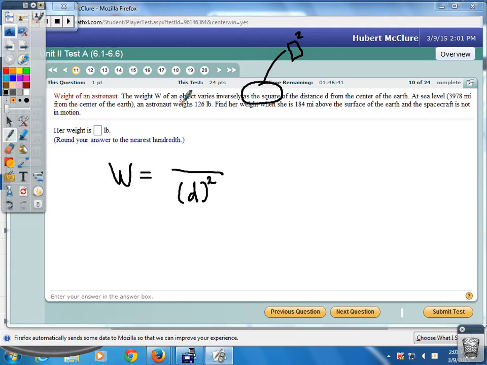That means weight is equal to K over what? D squared. There you go. Now, that takes care of the square of the distance D from the what? From the center of the earth. So somebody sitting on the surface like we are is how far from the center of the earth?